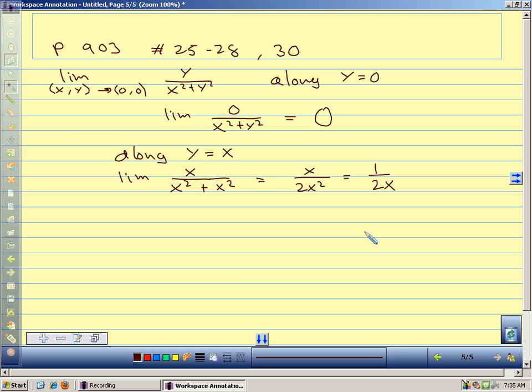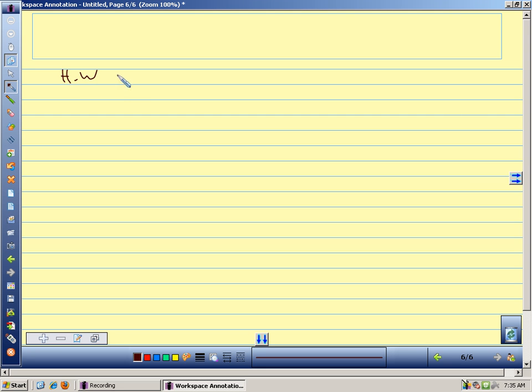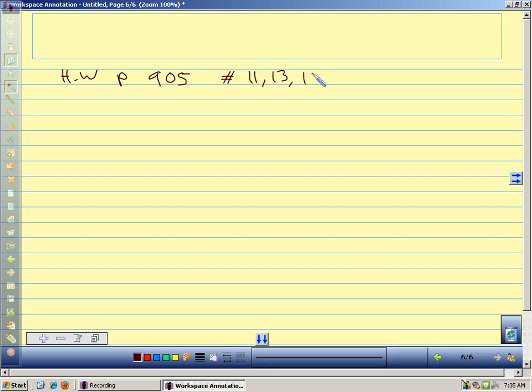All right, tomorrow we'll get into the good stuff where we start taking derivatives and we learn a nice new calculus symbol. So homework. Page 905.